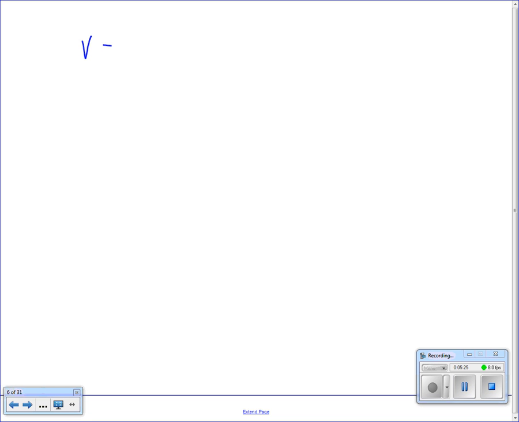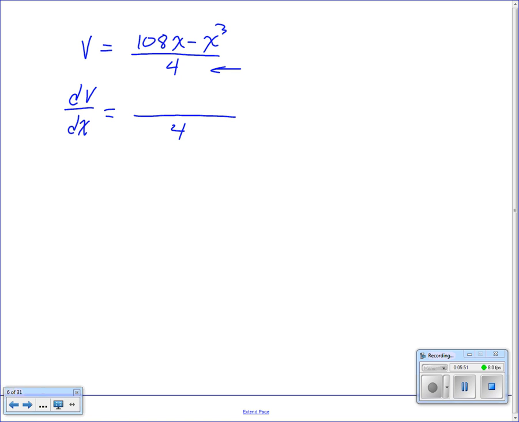So the volume we just said was 108x minus x cubed all over 4. So now what I need to do is take the derivative and find out what value of x maximizes v. So if I take the derivative with respect to x, dv over dx would be, that's a constant, so I've got a polynomial divided by a constant. So we're going to simply have the derivative be divided by that same constant. And so it breaks down to simply taking the derivative of the numerator, which is 108 minus 3x squared.